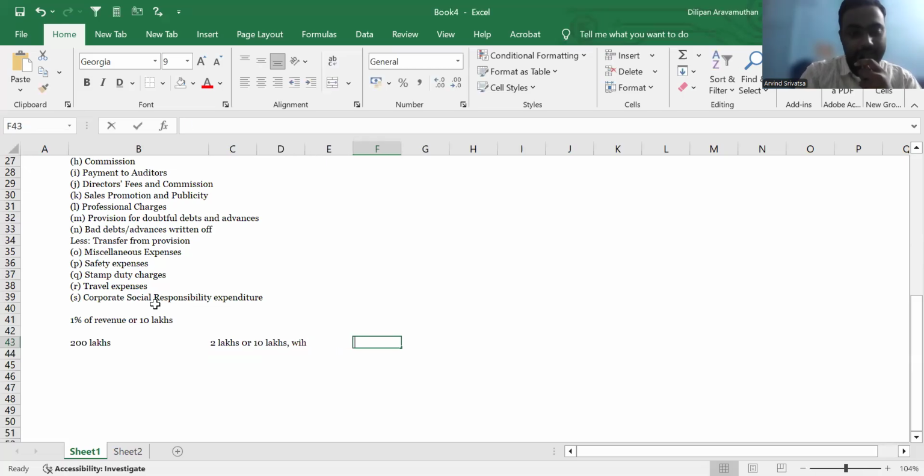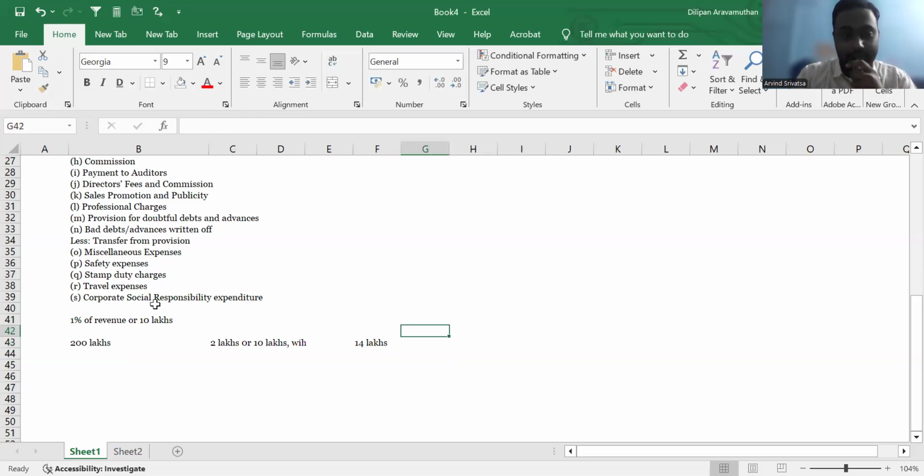Let us say my security charges are somewhere around 14 lakhs. Ideally, the threshold is 2 lakhs or 10 lakhs, whichever is higher. Which is higher, guys? Obviously, 10 lakhs is higher. So in this case I have to compare this 14 lakhs with 10 lakhs. So 14 lakhs is exceeding the threshold of 10 lakhs.